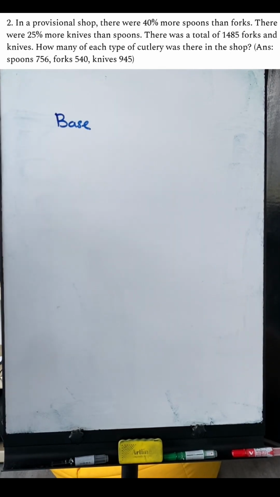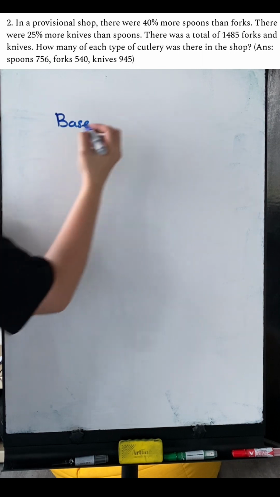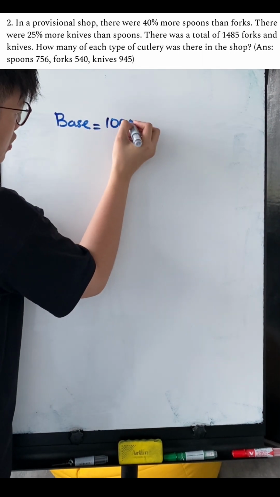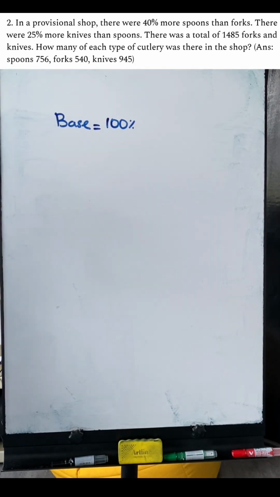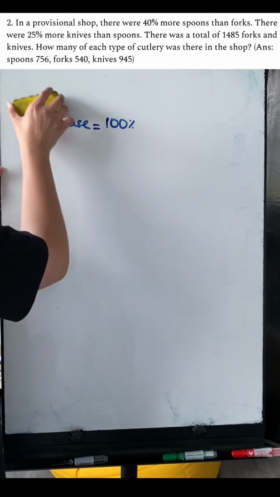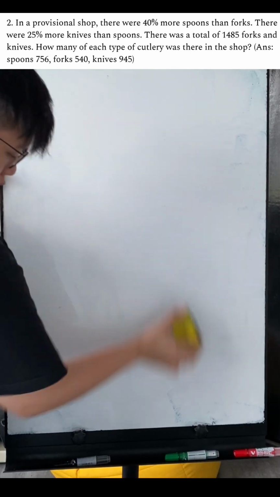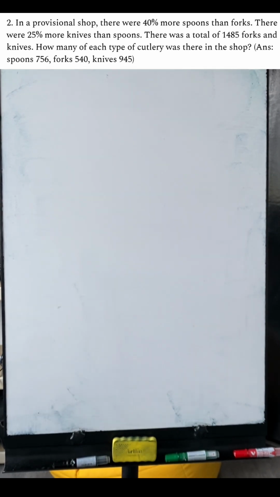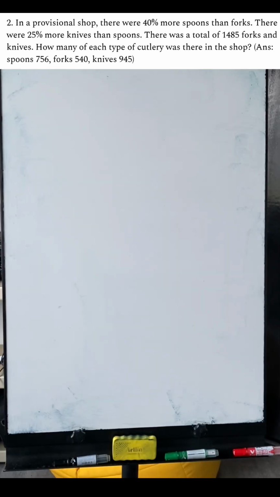What is base? My base is actually my 100%. So I am saying to ask yourself, what is my 100%? Make sense? Now the question says what? There were 40% more what than what? More spoons than fork. Agree so far? 40% more spoons than fork, right?